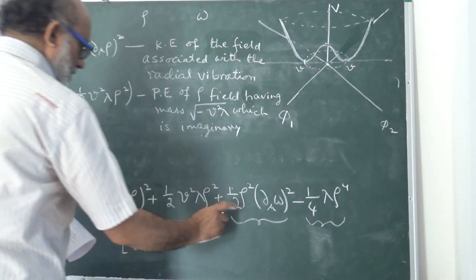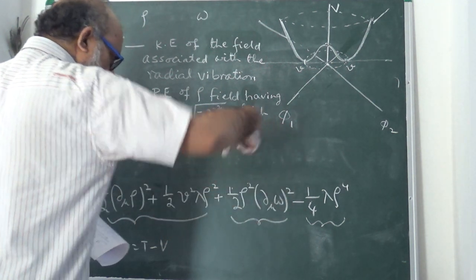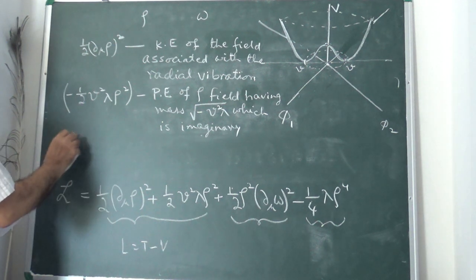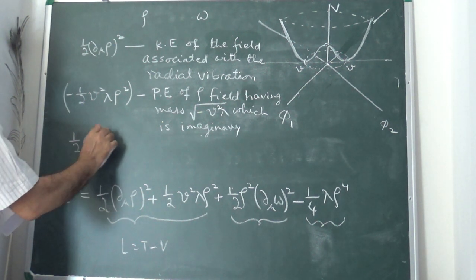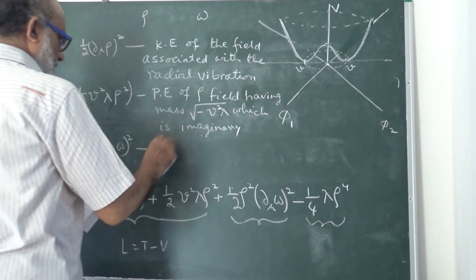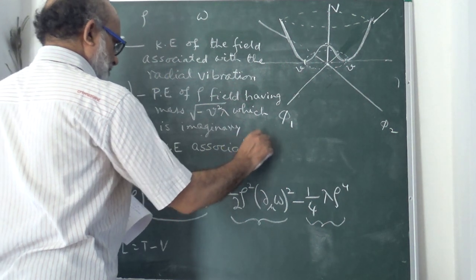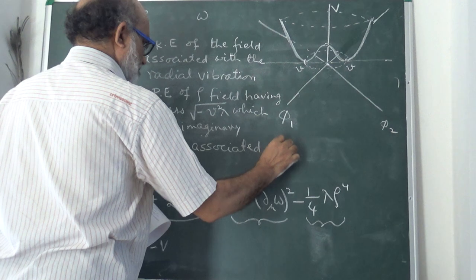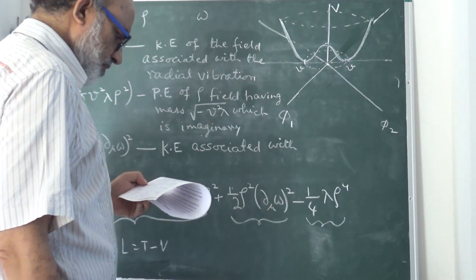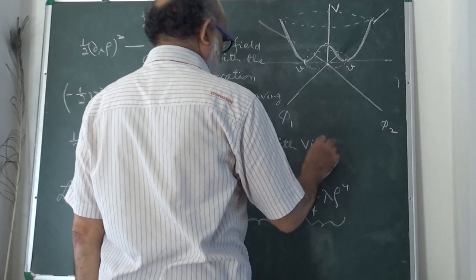Now the next is, this is the kinetic energy part, this is the variation of the angular part of the field, rotation of the field along this circle. So this gives you half rho square d mu omega square, which gives you the kinetic energy associated with the field.